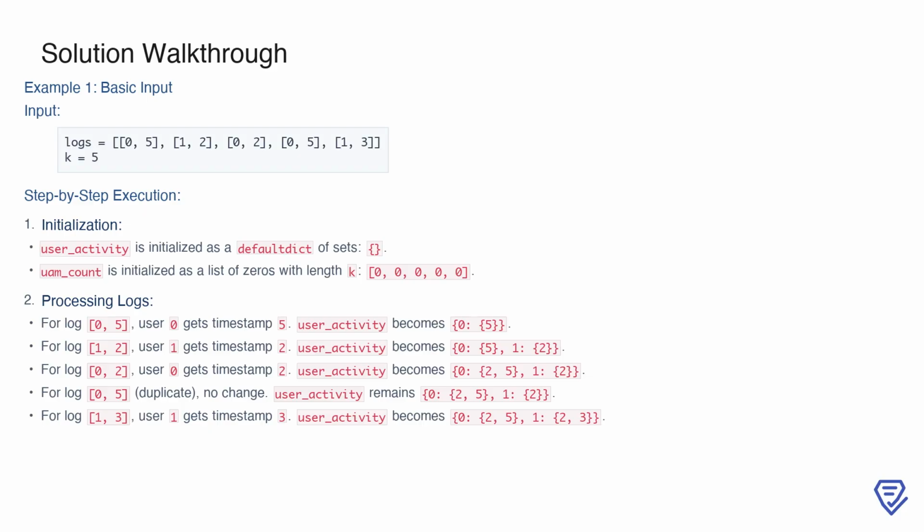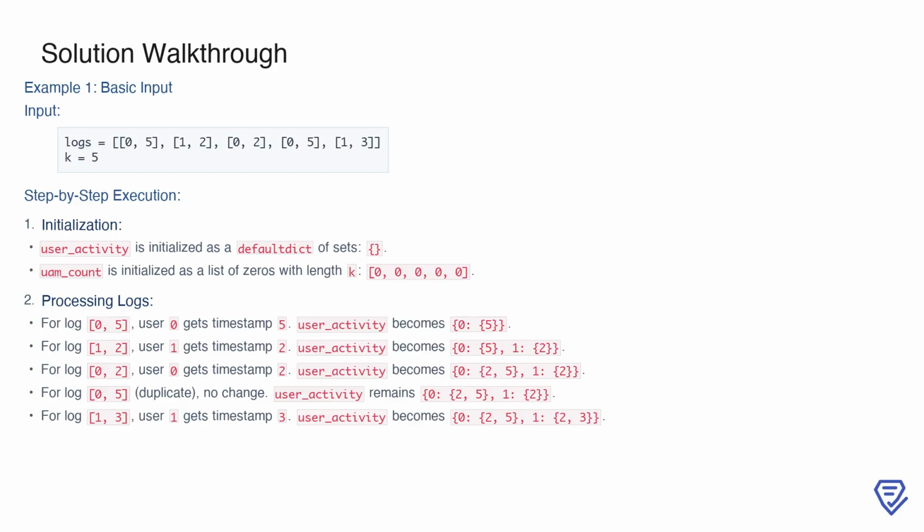To solve this problem, we start with the first example input. Here, we are given logs that describe user activity, where each entry contains a user ID and a timestamp. Our goal is to calculate the user active minutes, or UAM, for each user and then count how many users fall into each possible UAM bucket from 1 to k. First, we initialize two data structures, a defaultdict of sets called user_activity, which helps us track unique timestamps for each user, and a list called UM_count, initialized with zeros, with a length equal to k. This list will store the count of users in each UAM bucket.